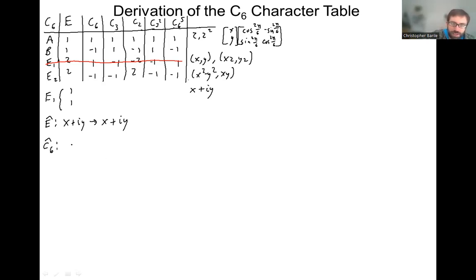But we have x plus i y here. So that x component is going to go as cosine 2 pi over 6 times x. We could also write pi over 3, which takes a little less writing and is maybe a little easier to think about. So cosine pi over 3 times x, minus sine pi over 3 times y. That's the x part. Now we have the i y part: i times the y part, which is i sine pi over 3 times x plus i cosine pi over 3 times y.